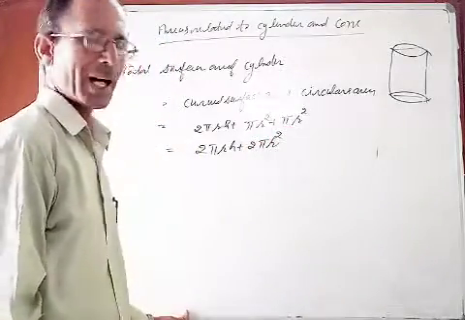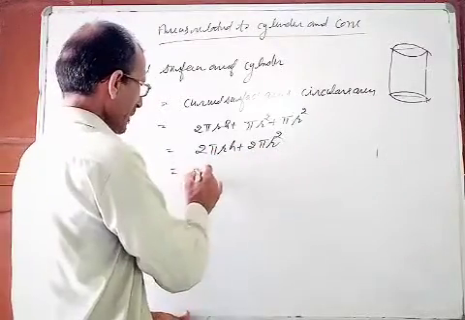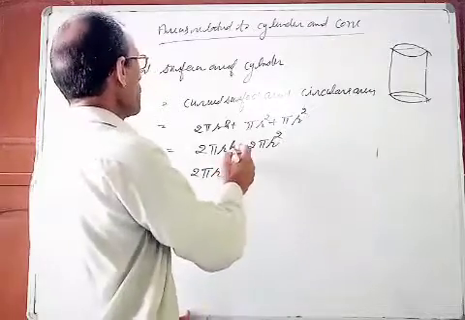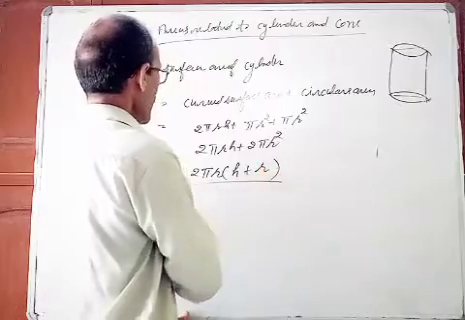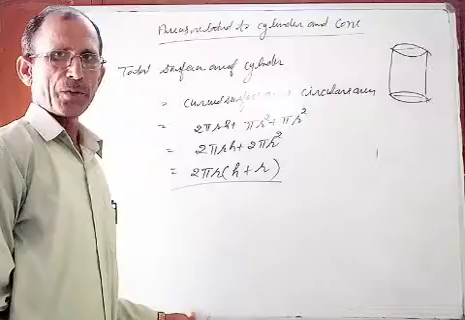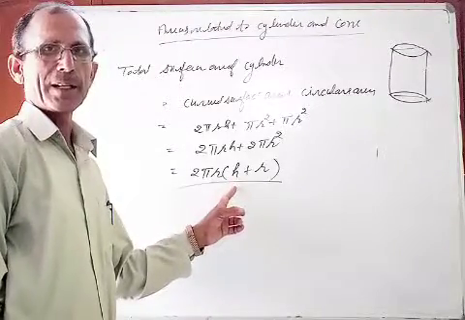So we have 2 pi r h plus 2 pi r square. Now what is common? 2 pi r is common. After taking 2 pi r common, h remains here and r remains there. So this is the formula for finding the total surface area of a cylinder: 2 pi r into h plus r.